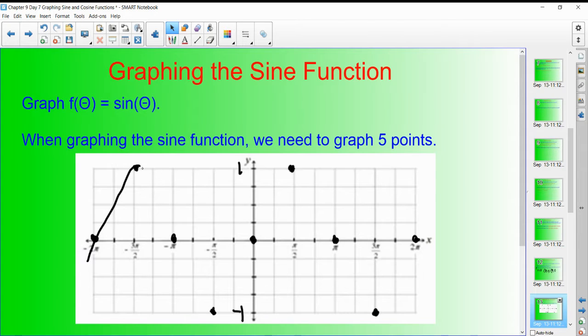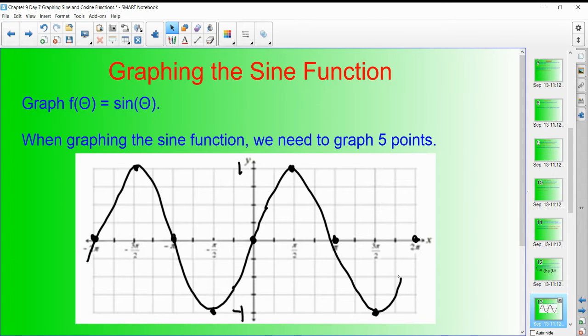Now, I'm not an art major, and several of you are not art majors, but we put a curve through it, not a straight line. Do not play connect the dots where we connect everything with straight lines. And we should put arrows at the end to make it the sine curve. It's not the sine line, it's the sine wave.